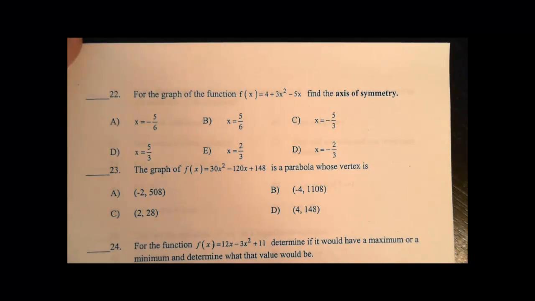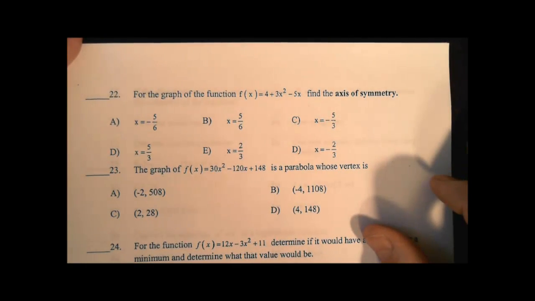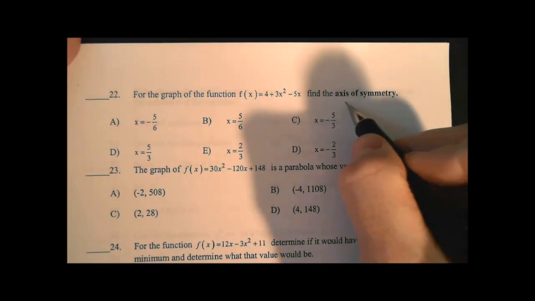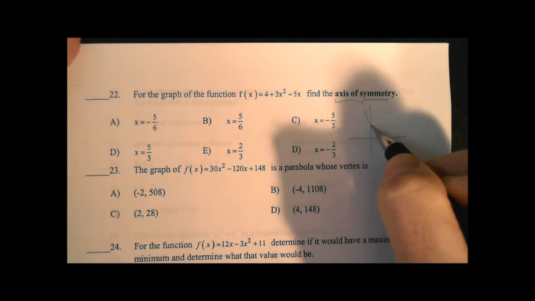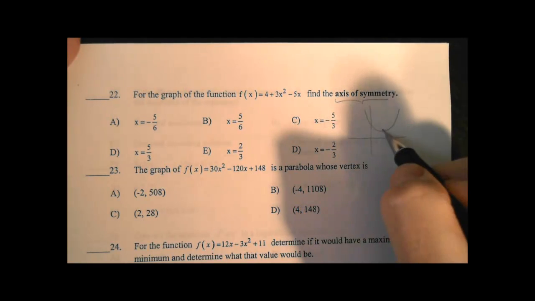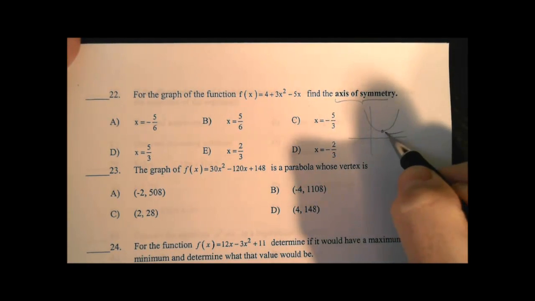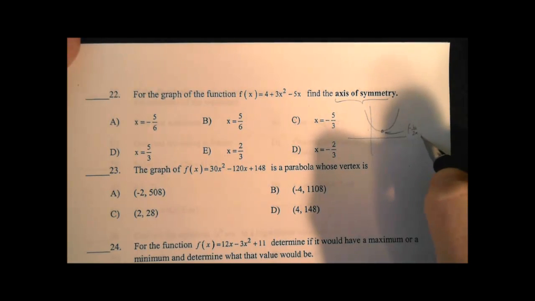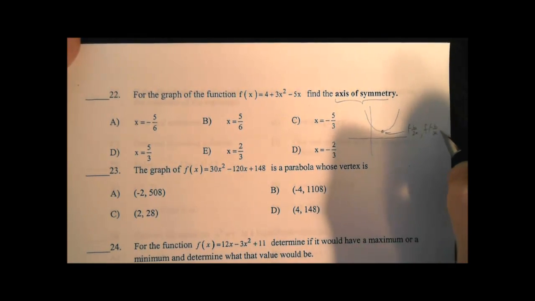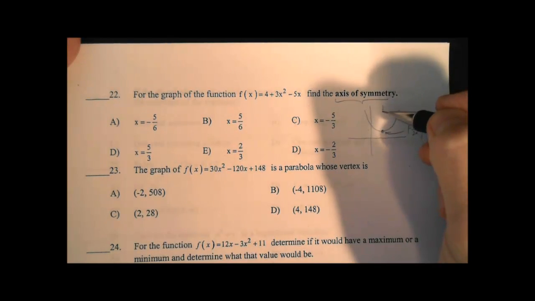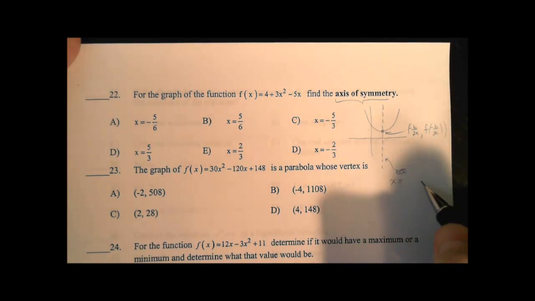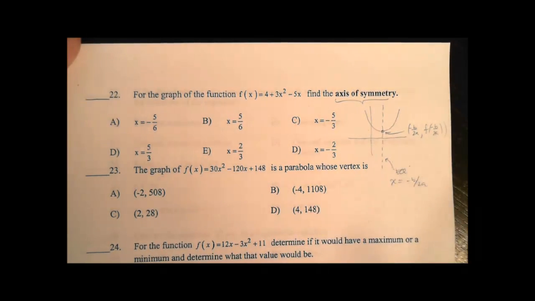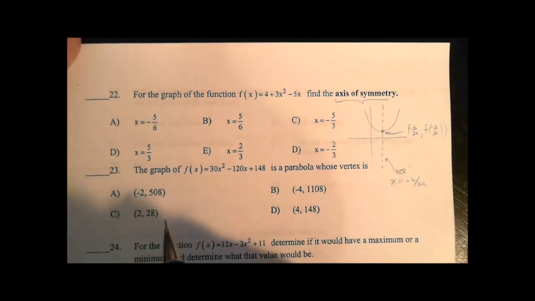All right, for number 22, we want to graph this function and find the axis of symmetry. And we know the axis of symmetry is a vertical line. I'll just draw a generic one. It's minus b over 2a, f of minus b over 2a. And the axis of symmetry is this line, whose equation is x equals minus b over 2a. So all we need to do is find the a, the b, and the c.